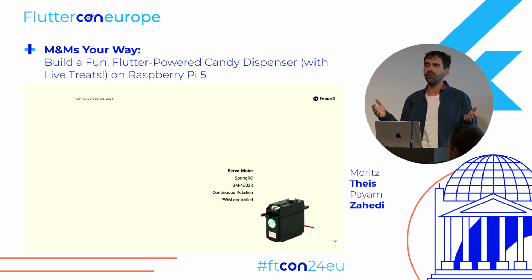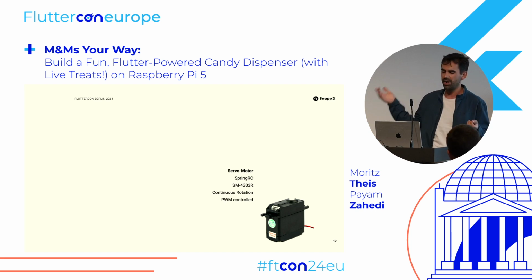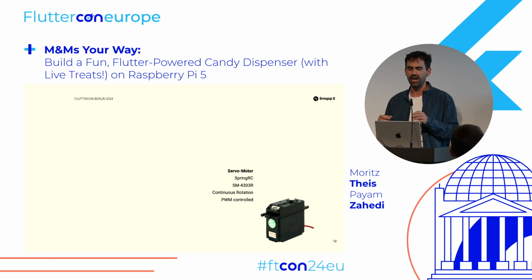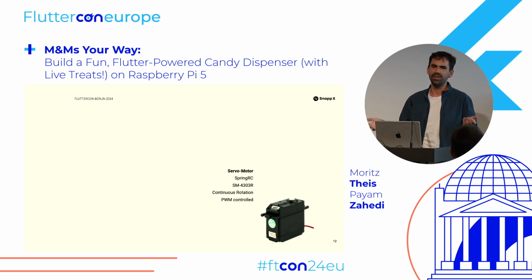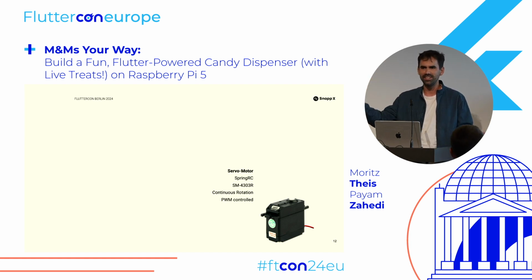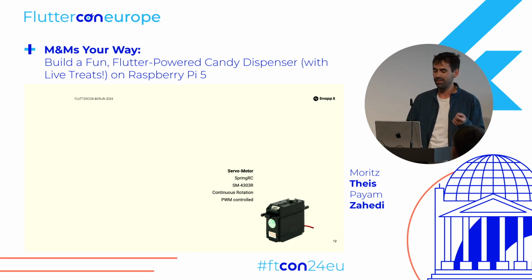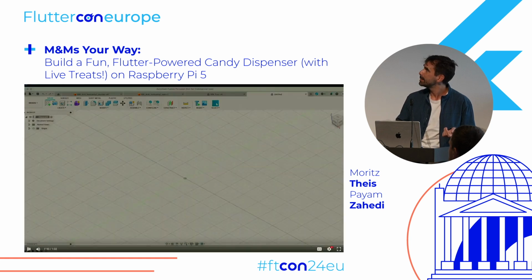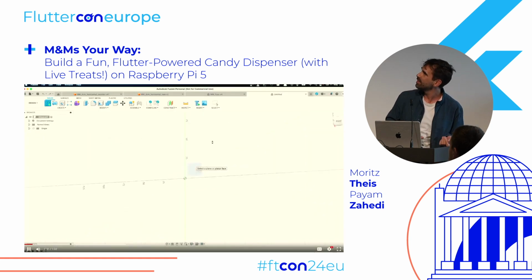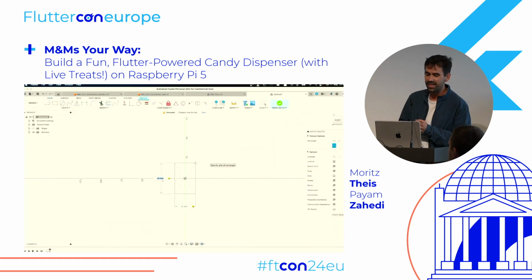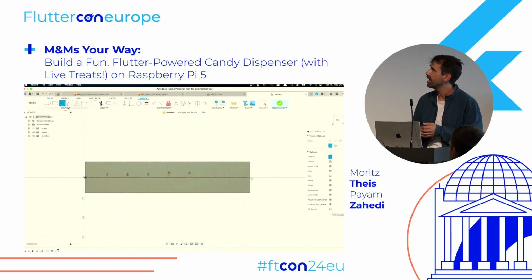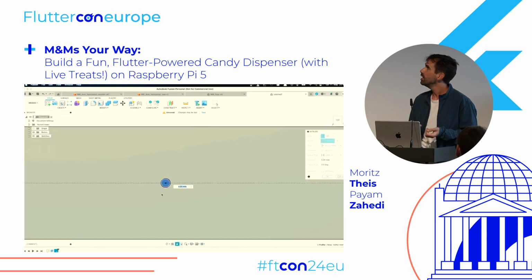So now we went through all of the parts we need, but how do we get them together? How do we attach them to one another? Well, you can see the machine already here, so you know it. Obviously, we designed and 3D printed some parts. So what we need is something to hold the cereal dispenser and attach the servos to it.